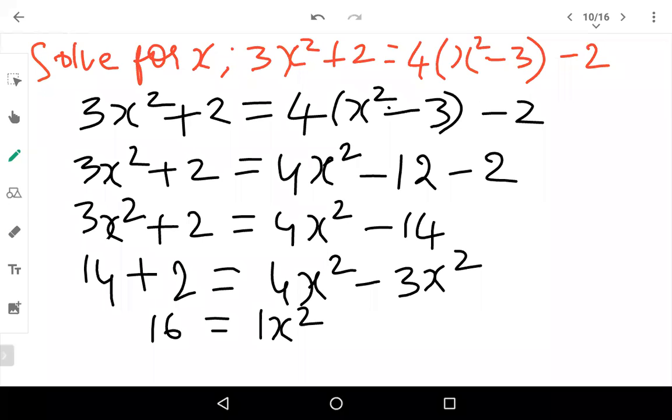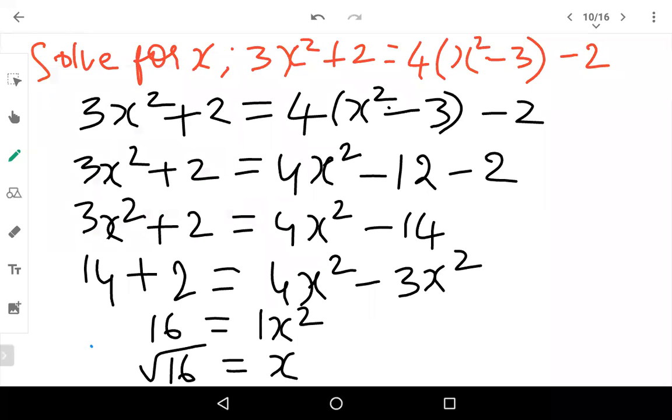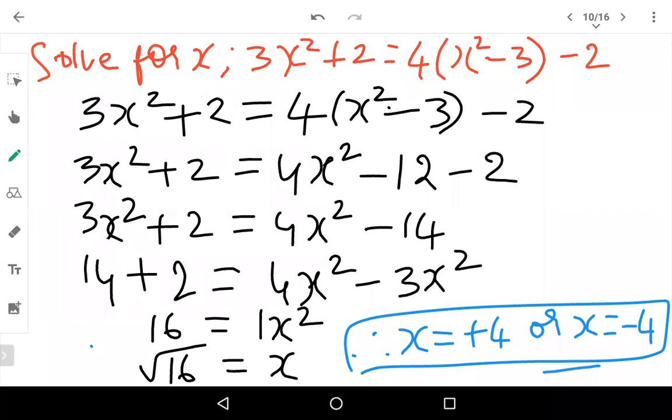Therefore, 1x square and x square are the same. So, square root of 16 is equal to x. Therefore, x is equal to, when will you get 16? It is 4, 4 fours are 16. So, x is equal to plus 4 or x is equal to minus 4. Very good. Everybody got the answer.